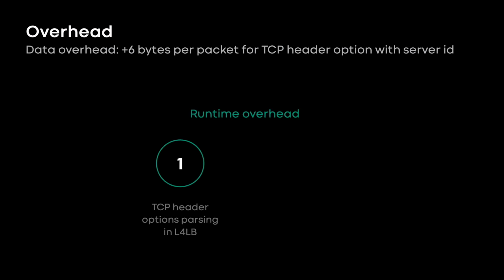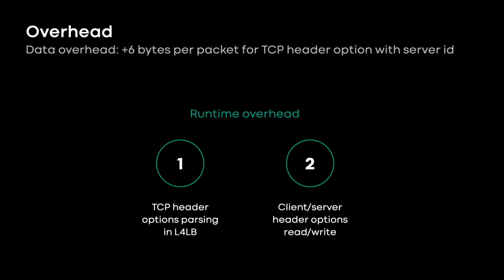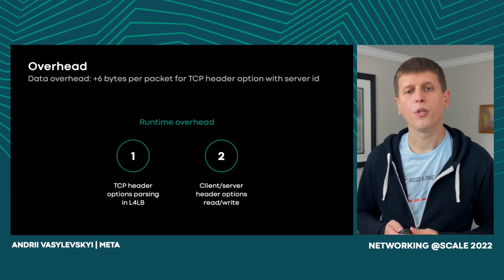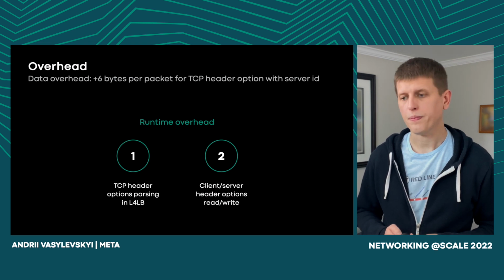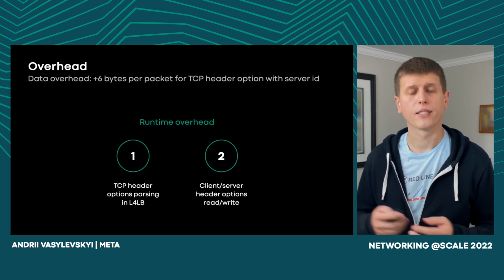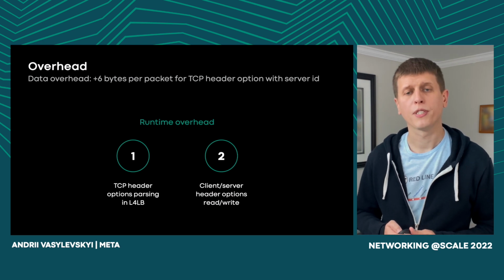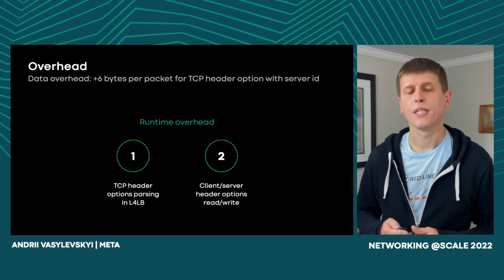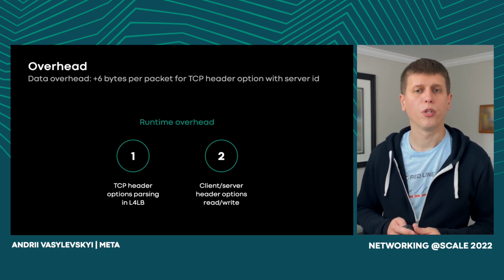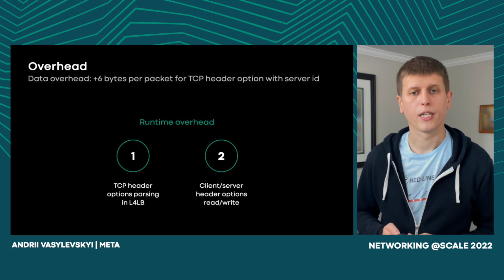There are a couple of small overheads with the solution. We require an extra 6 bytes with every packet for this TCP header option. There's also some CPU used on the load balancer, client, and servers to read, write, and parse the TCP options. However, in our rollout, we haven't seen any noticeable increase in CPU usage when we rolled out this functionality.